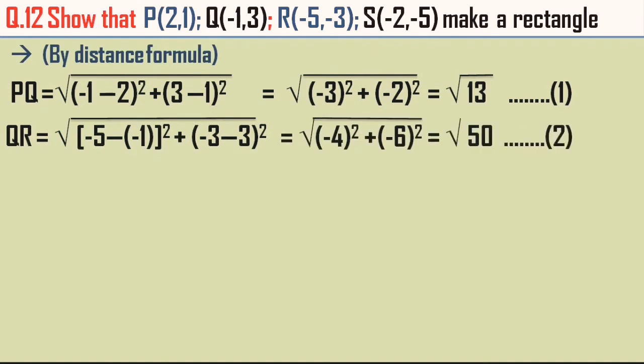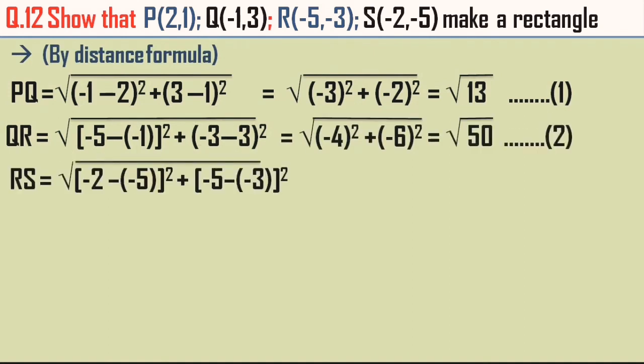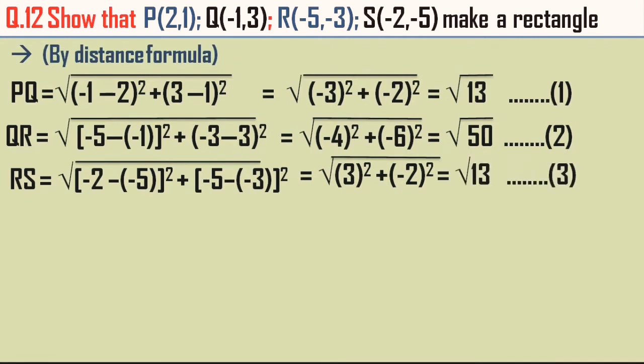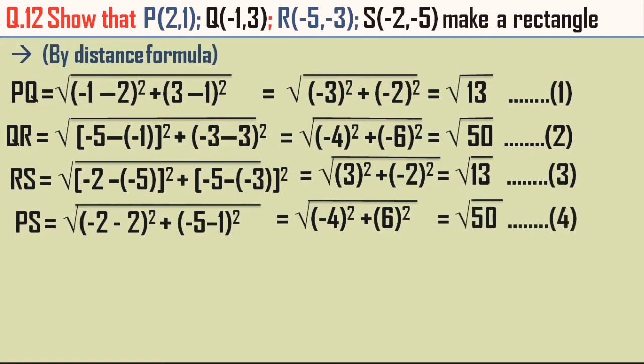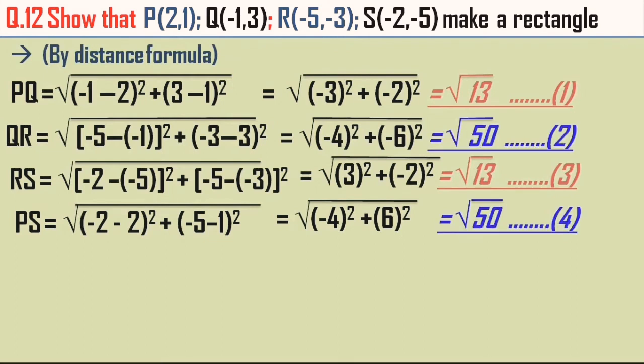Similarly, when you apply the formula and substitute the values for the other sides, you can find their lengths by using distance formula too, the way you are looking on the screen. This will be the value you will find after applying distance formula. If we observe the final answers now, in 1 and 3 we can say PQ and RS are equal, and by 2 and 4 we can say QR and PS are equal in their measures.